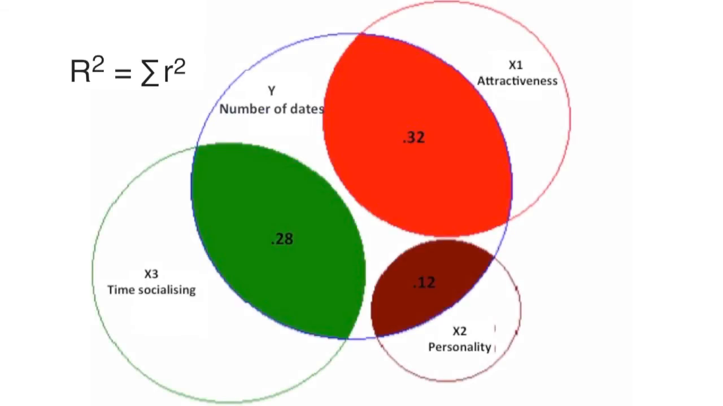Overlapping shared areas represent the variance that is shared between variables. In other words, the little r squared between variables. So big R squared equals the sum of the little r squared for each independent variable. So the big R squared in this example is 0.72. This means that the proportion of variance in the number of dates that is explained by the linear combination of all three independent variables is 0.72, or 72%.